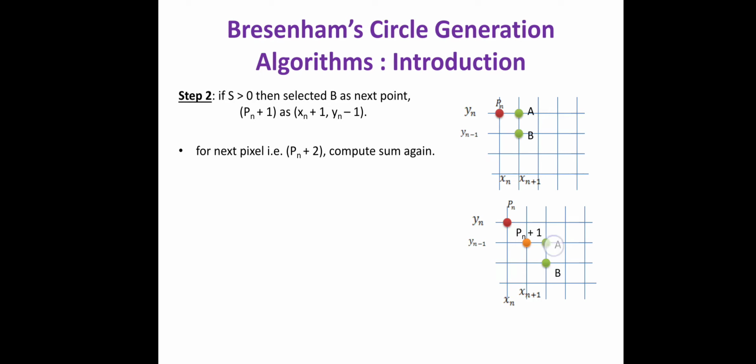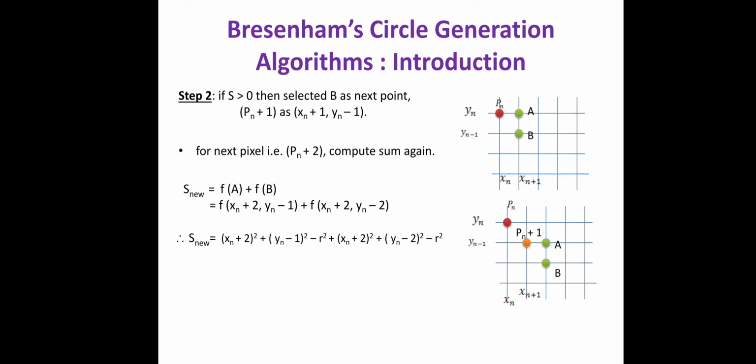So again I will take the summation of this f of A and f of B. What are the coordinates of f of A? It is nothing but xn plus 2 and yn minus 1. You can see here. Then for B, the value will be xn plus 2 and yn minus 2. For this B, it is yn minus 2. In this way, I will solve this equation in the form of x square plus y square minus r square, and after solving all the equations, we get S nu is equal to S plus 4 into xn minus yn plus 10.